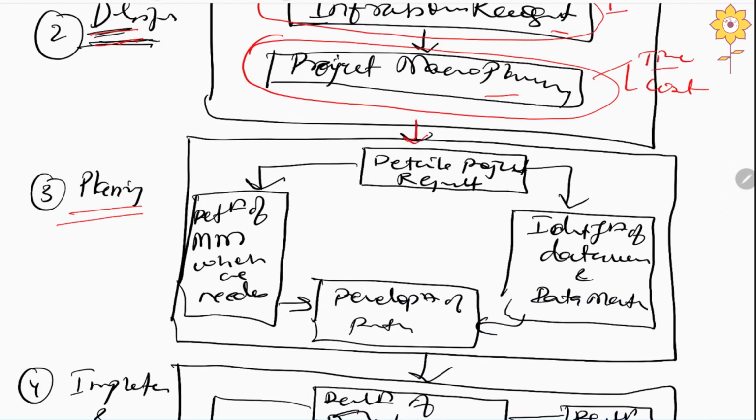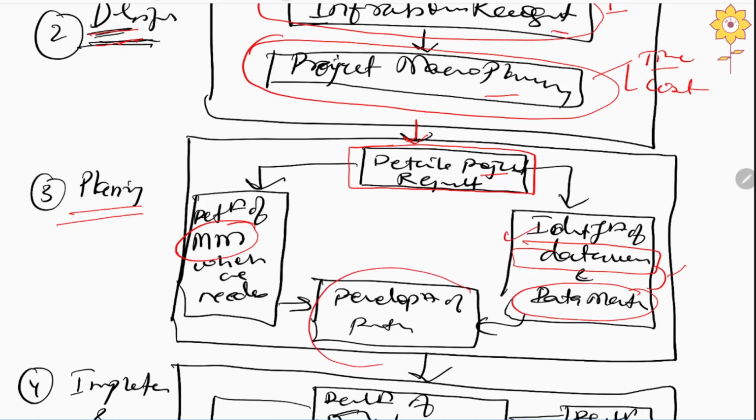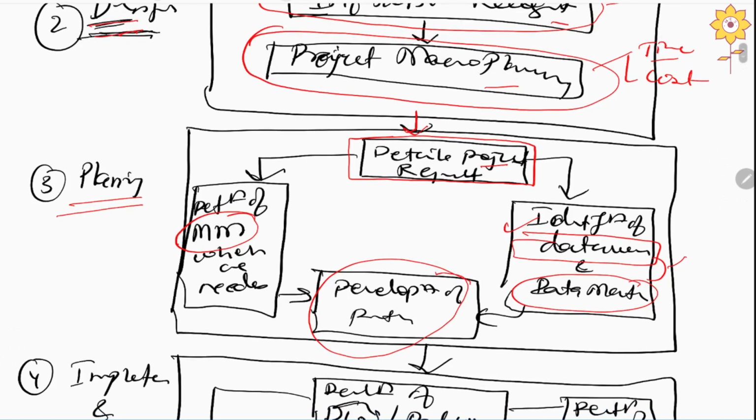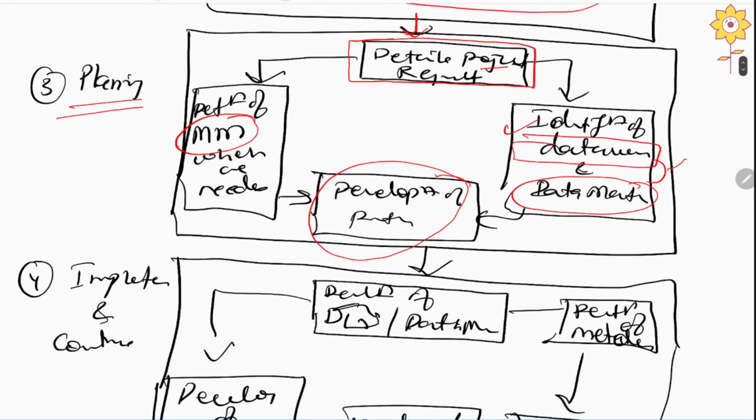Now over here in planning phase, we will plan the detailed requirements of the project, such as we need to identify what sort of mathematical models we will be using in our software. We will also identify what sort of databases or data marts are required, which we will be incorporating in our system. Once these things have been identified, then we can develop a prototype of our BI system.